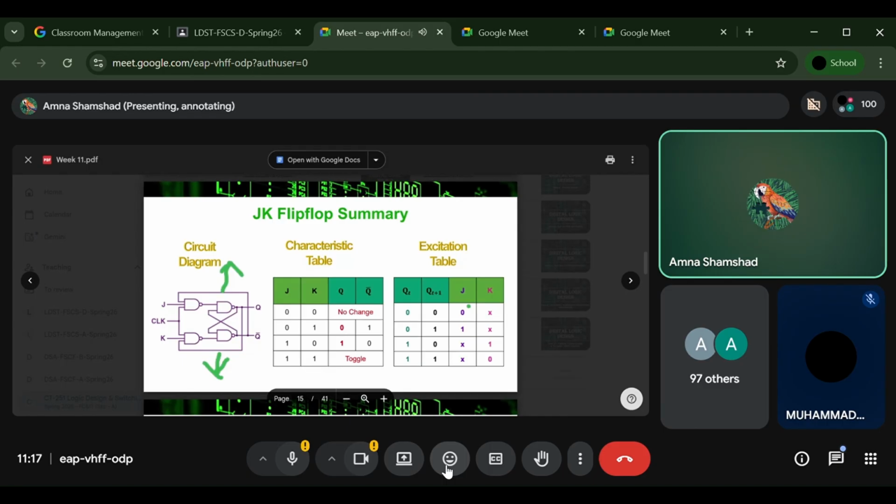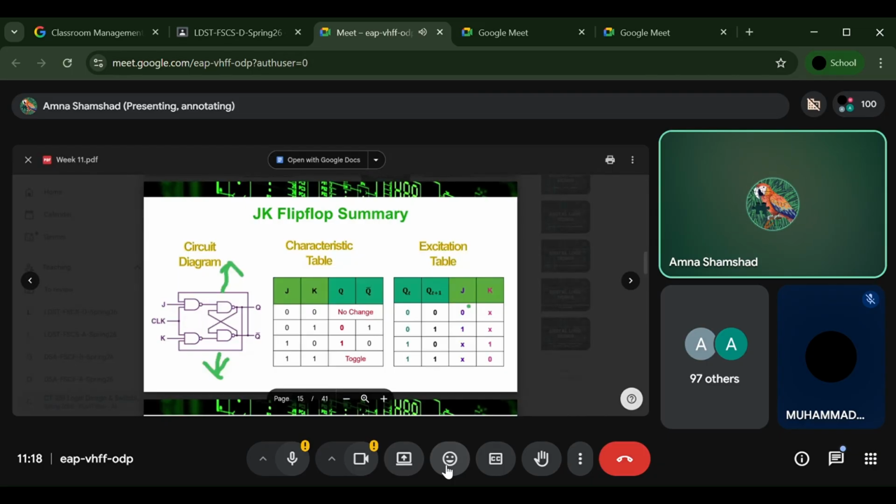Let's take the initial state Q is 0 and Q dash as 1. If Q is 0, Q dash is 1. Assuming that initially Q is 0, Q dash is 1. Apply all these combinations 0, 0, 0, 1, 1, 0, 1, 1. You can do it after the class. Apply 0, 0, 0, 1 and check for the NAND, and then for this cross coupled, and verify this characteristic table for all these combinations.